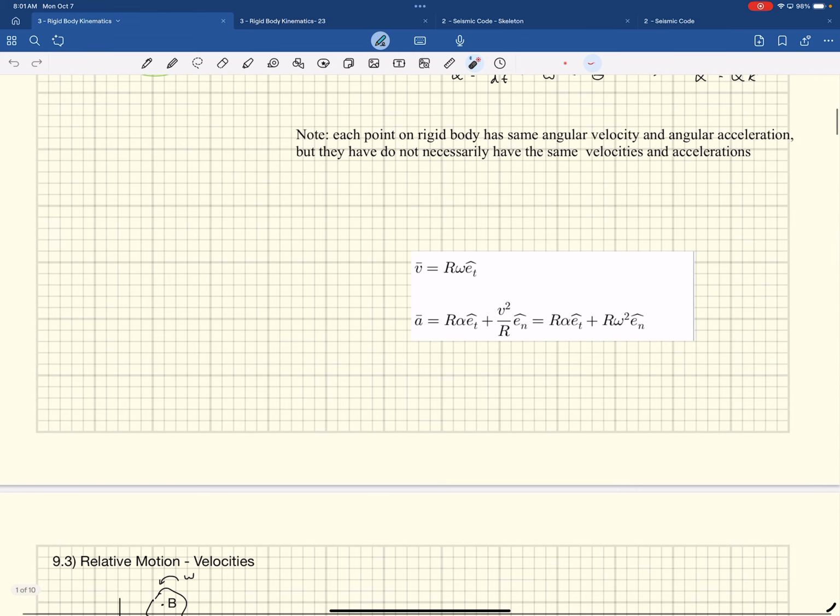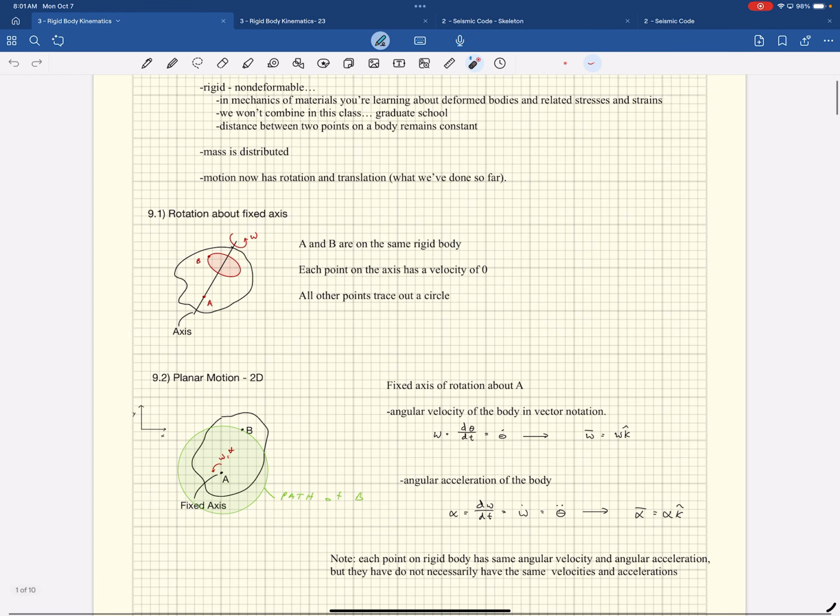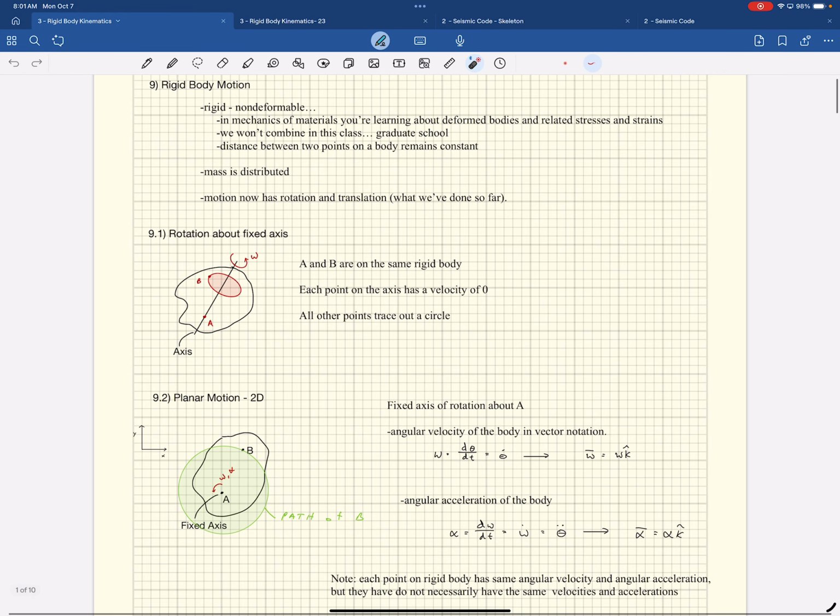Okay, so right now we're in the middle of rigid body discussions. Rigid bodies mean that they do not deform. 2 points on the same body always remain the same distance apart from each other. That's going to be key in the way we solve these problems is taking that into consideration. Later on, we'll talk about deformed bodies, like if you go into graduate school.